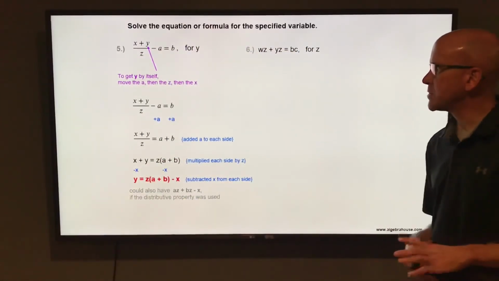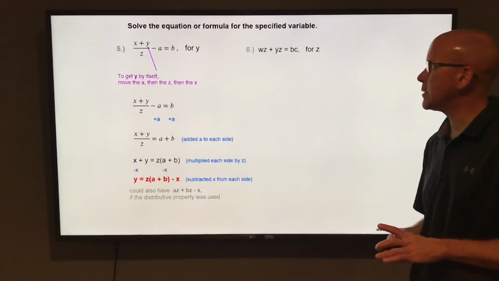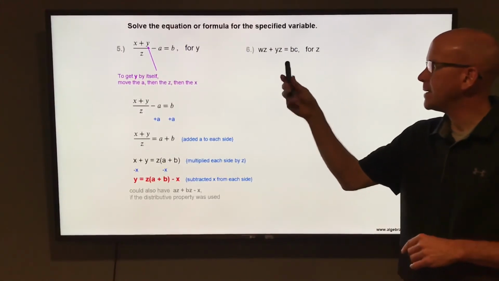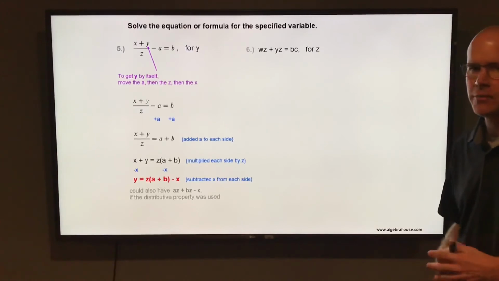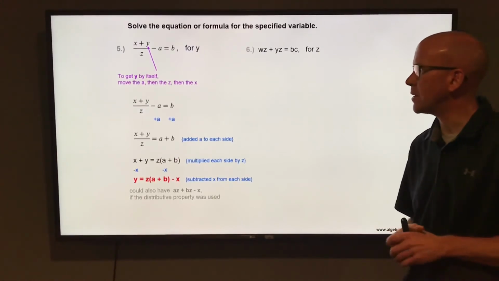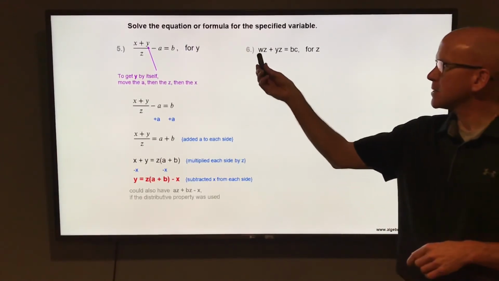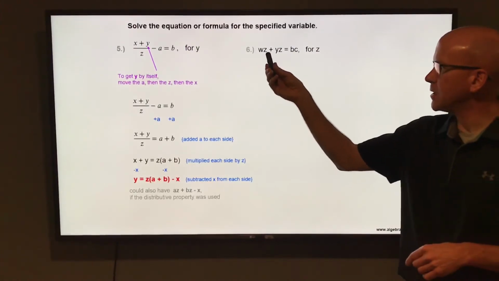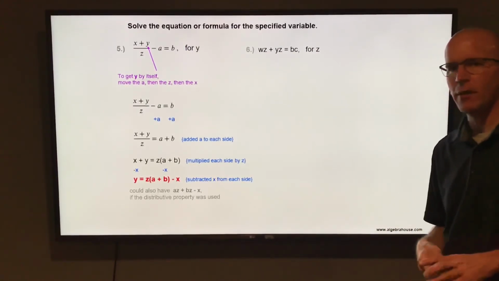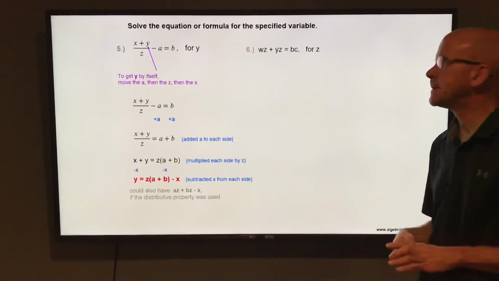Next equation, wz plus yz equals bc. We're solving this for z. This one's a little bit different. This is usually what causes people some issues. They aren't sure what to do here, because they think about trying to combine the wz and the yz, and then they figure out there's absolutely no way you can do that.